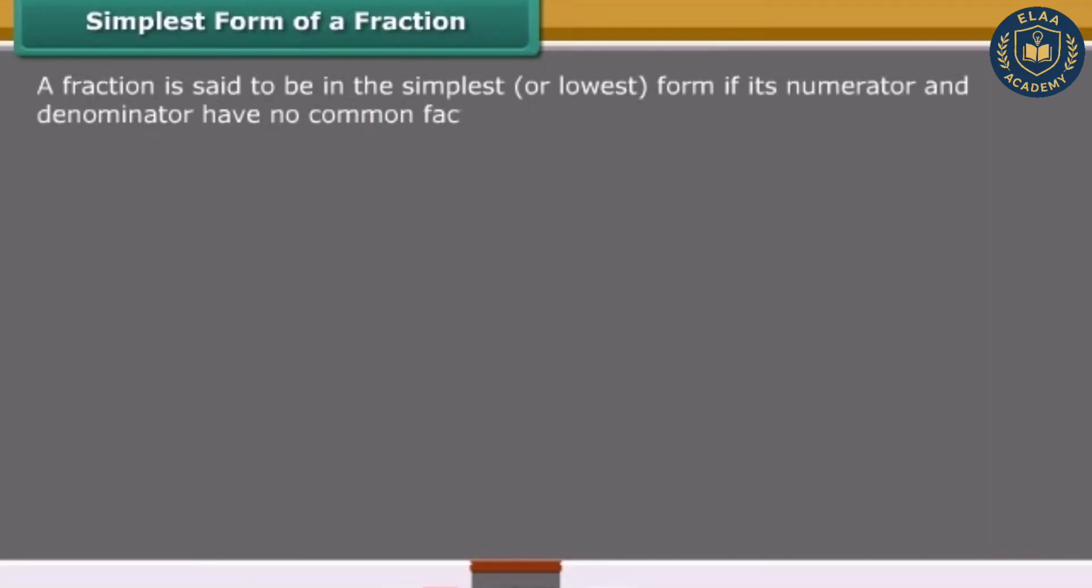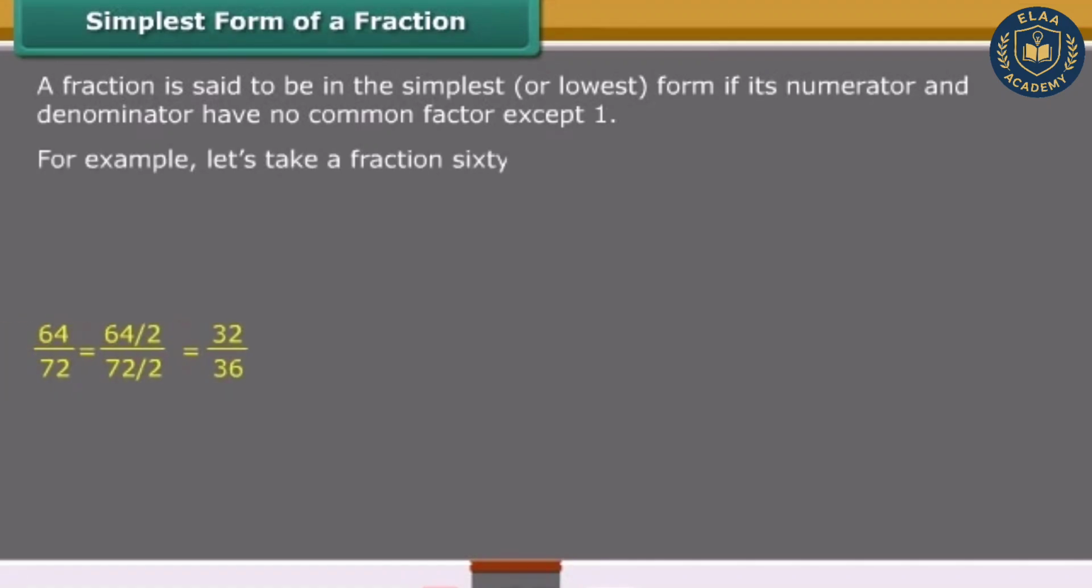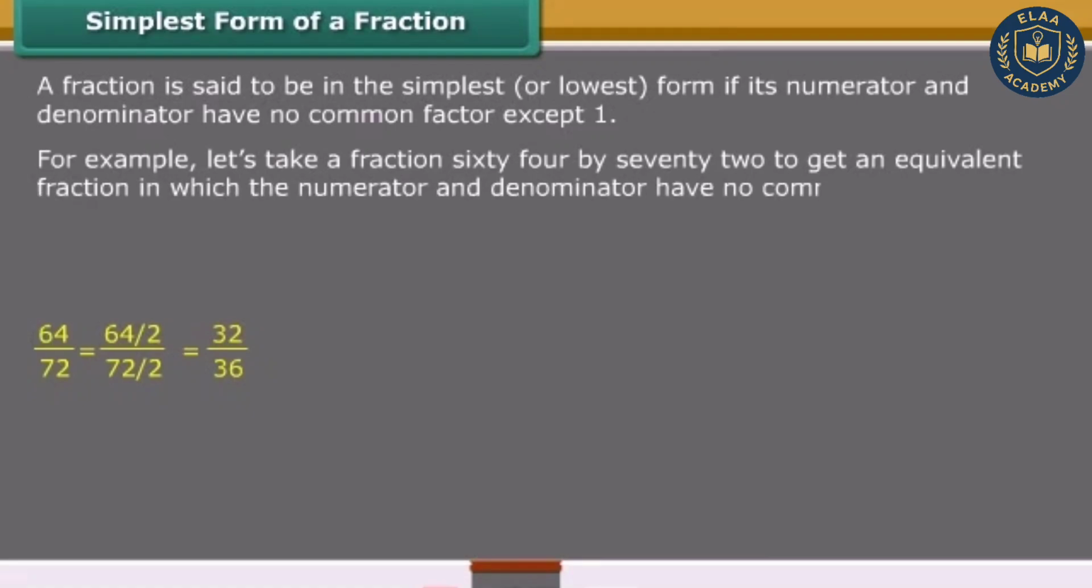A fraction is said to be in the simplest or lowest form if its numerator and denominator have no common factor except 1. For example, let us take a fraction 64 by 72 to get an equivalent fraction in which the numerator and denominator have no common factor except 1.